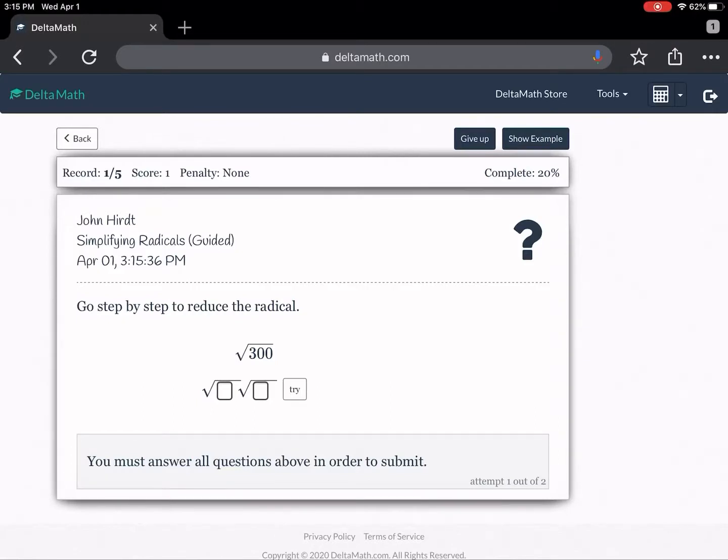So the next thing that we're going to do is we are going to take this radical 300. We're going to go back to our notebook paper and we're going to put that radical 300 in our notebook paper, and then we'll start dividing again, looking for a perfect square that divides in evenly.